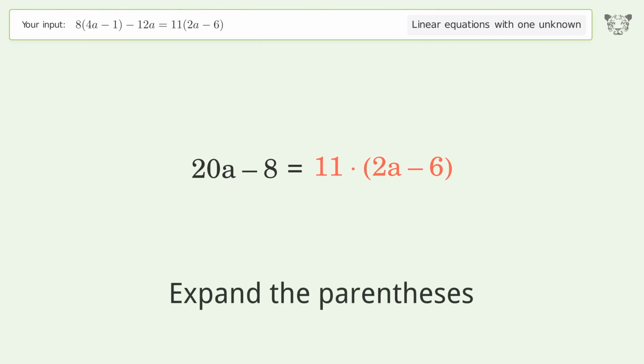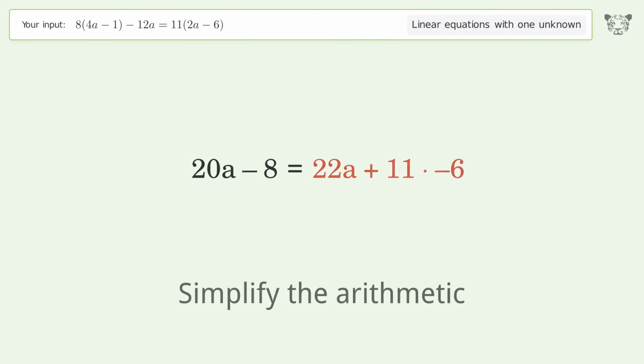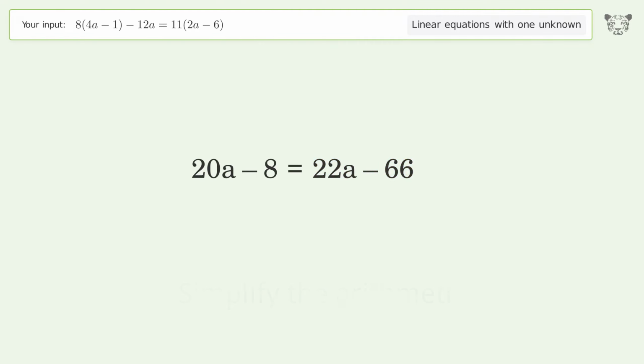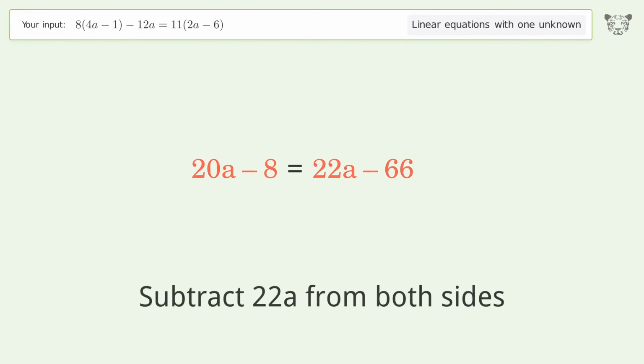Expand the parentheses. Multiply the coefficients. Simplify the arithmetic. Group all a terms on the left side of the equation. Subtract 22a from both sides.